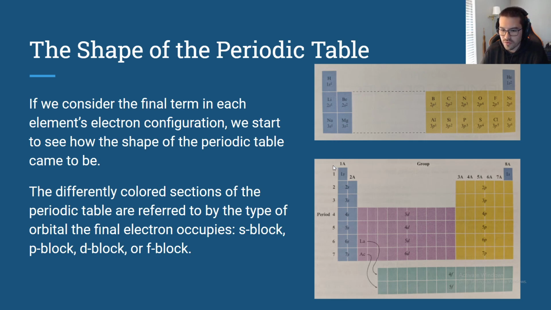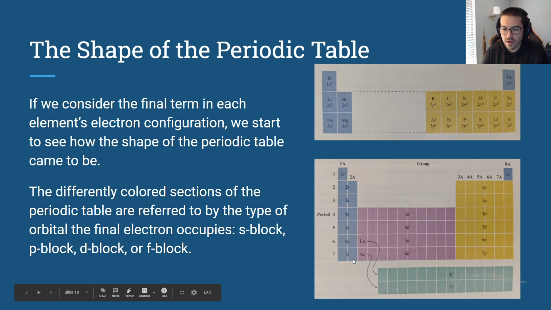Here we have the entire periodic table written out, and what this shows us is that these left two columns, with helium being the exception here, all of these elements, their final electron is in an s orbital. Same thing here. All of these elements, their final electron is in a p orbital. Same with the d orbitals here and the f orbitals here.